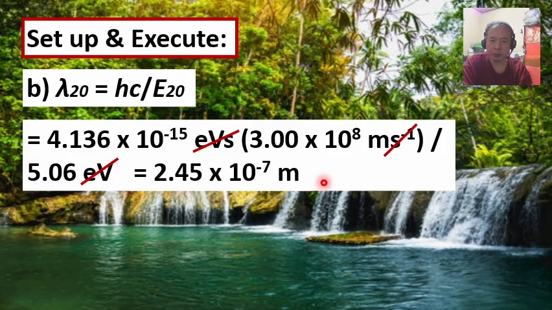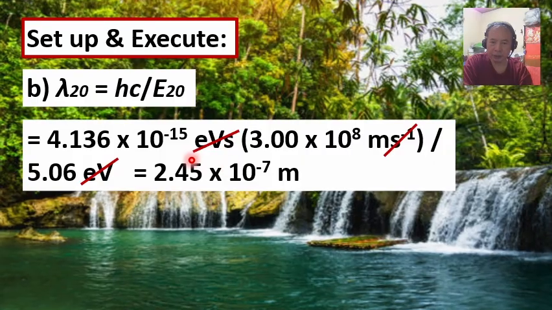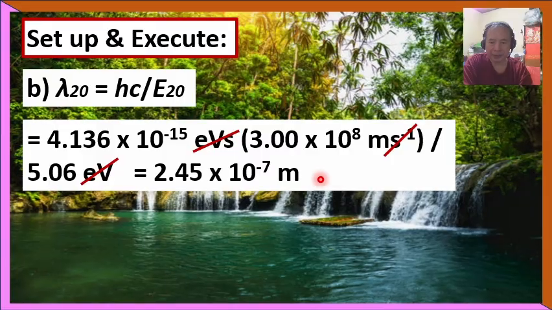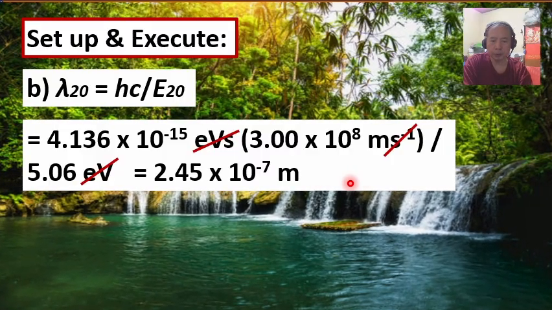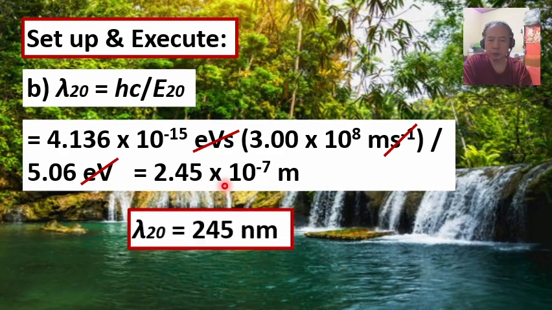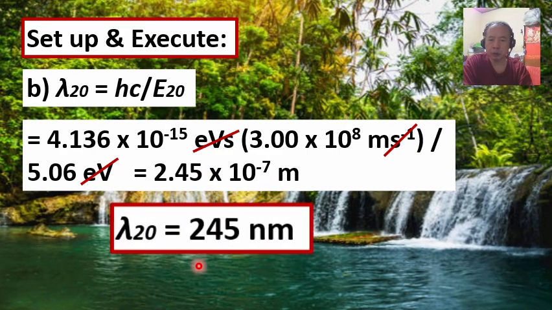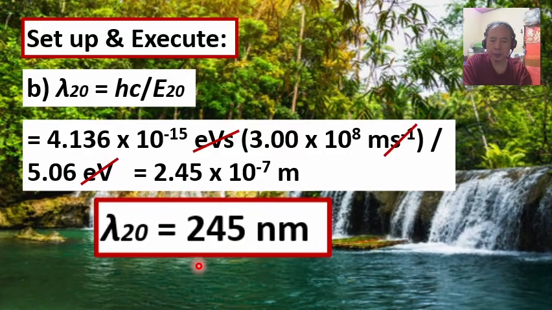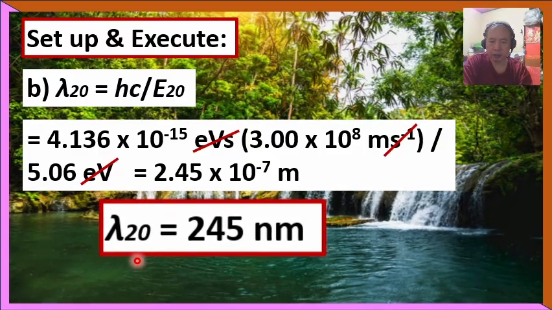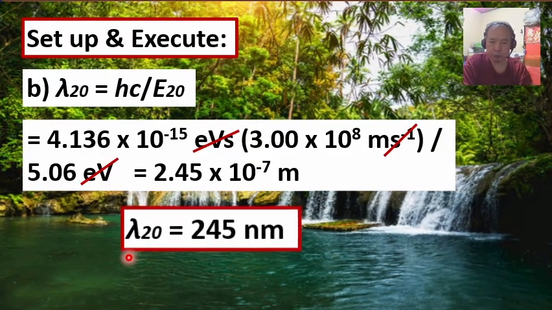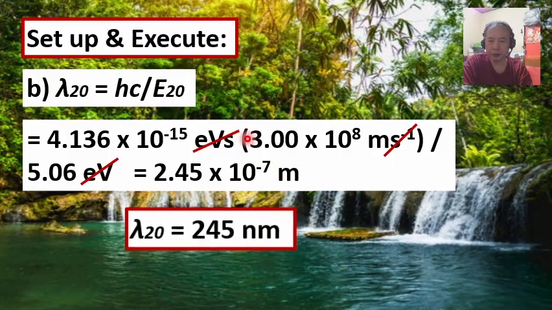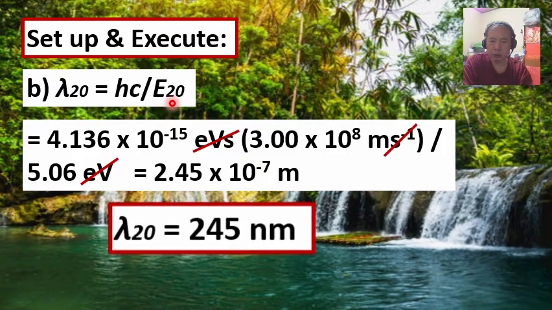As usual, our unit for wavelength is meter because the unit electron volts second cancels out. And that can also be expressed as 245 nanometers. So this is the wavelength lambda sub 20, the wavelength that corresponds to the photon energy E sub 20.